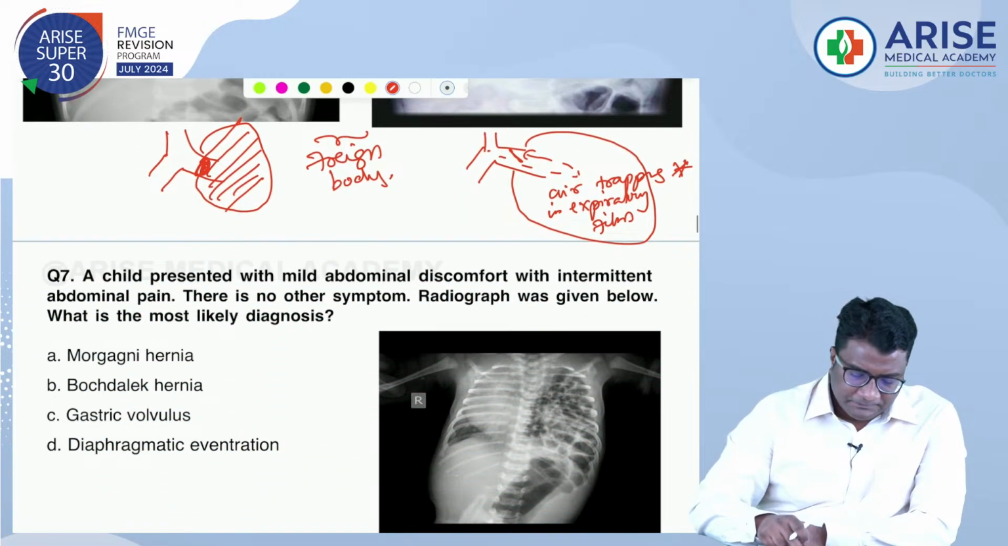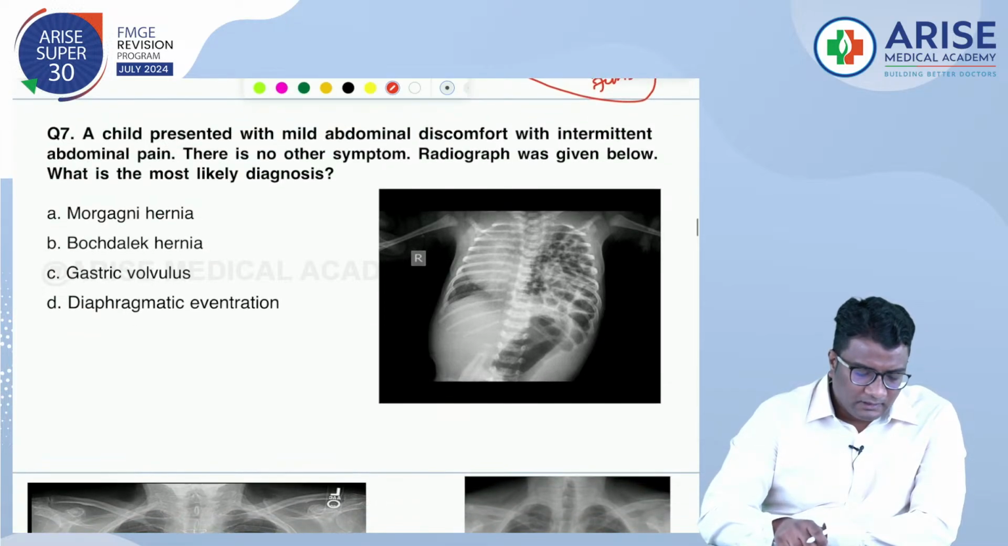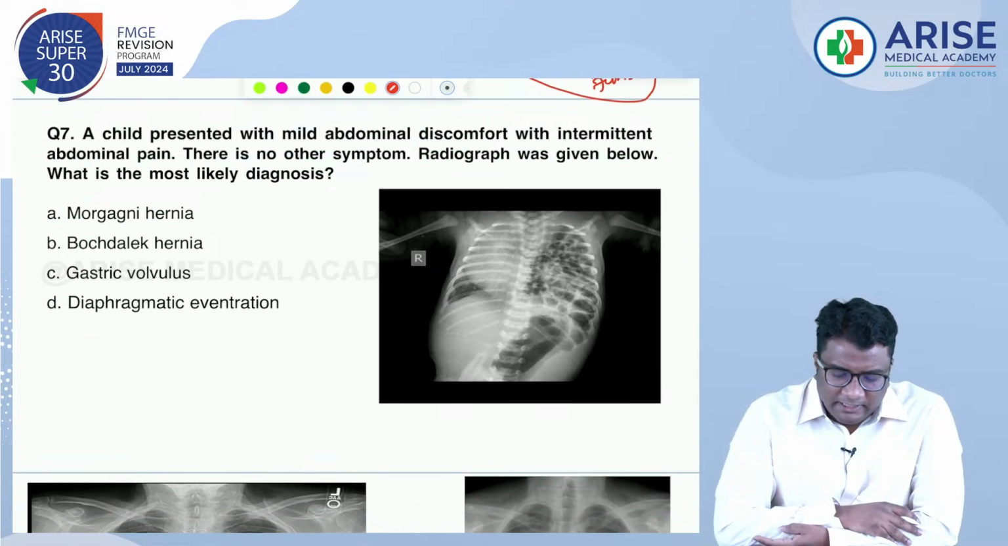Next. Now, a child presented with mild abdominal discomfort with intermittent abdominal pain. There is no other symptom. A radiograph was given below. What is the likely diagnosis? What do you think is the patient's diagnosis here?